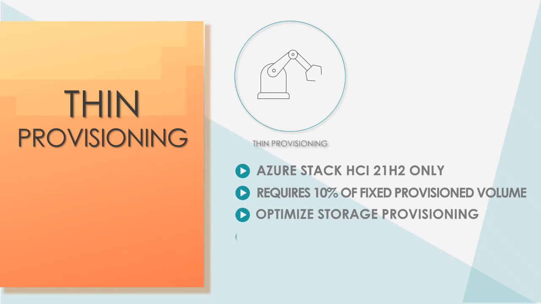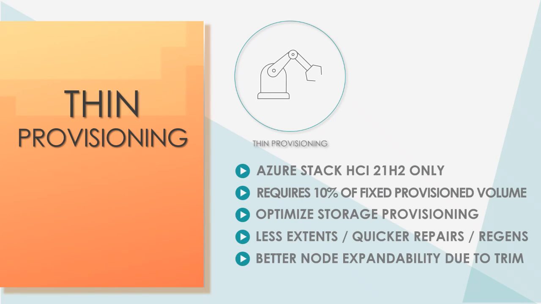So if we go into thin provisioning next. Now, thin provisioning is only available on Azure Stack HCI 21H2. You have to update the storage pool to the next version, and this will enable thin provisioning on the pool. So by default, when you create virtual disks, they are thin provisioned. Then you would have to explicitly go in and say which virtual disk is thin provisioned or fixed provisioned.